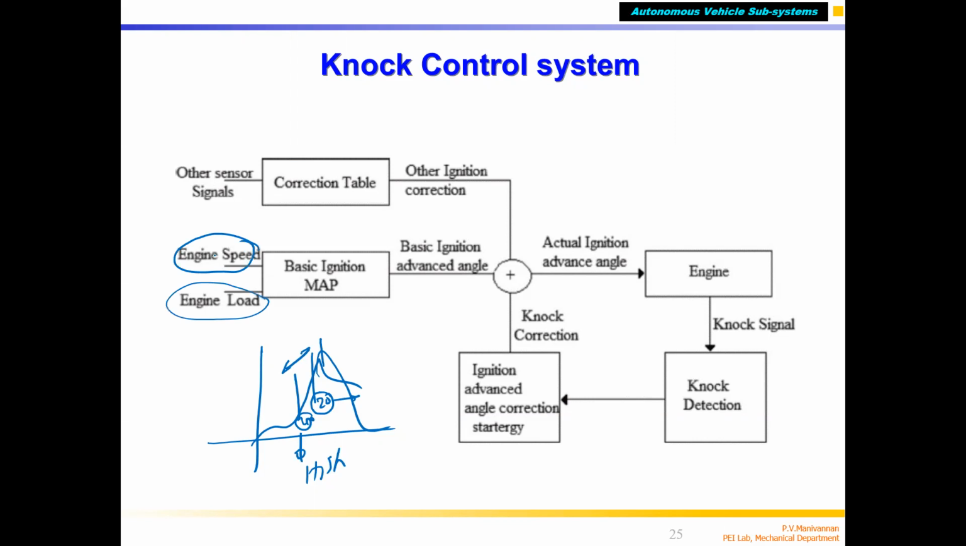Engine speed and engine load are given as input to the ECU. Inside there is a map, which you have to create, like a fuel injection map. Accordingly, the spark will be given so that knocking can be controlled. Knocking also can be controlled. That's all, I stop here.